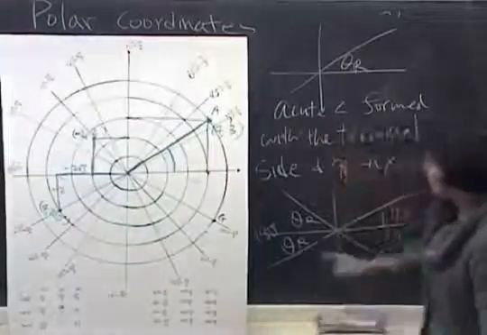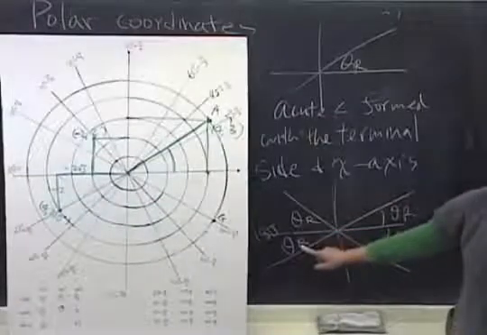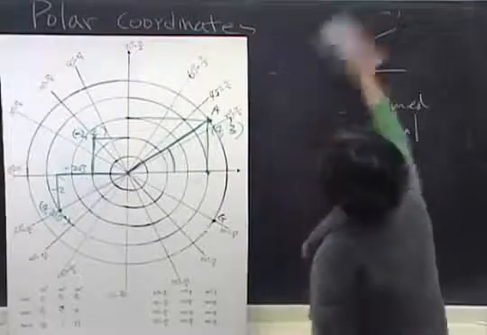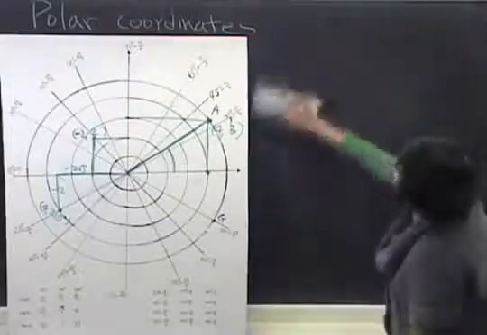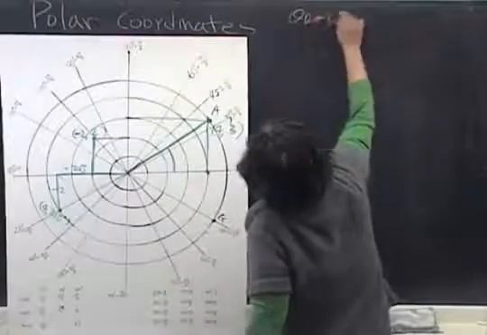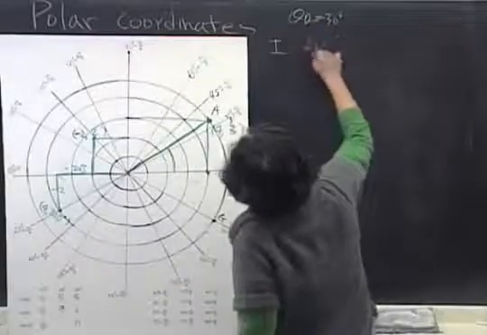From the reference angle, you'll be able to calculate what your angle is. So in here, we know a reference angle of 30 degrees in quadrant 1 is definitely 30.